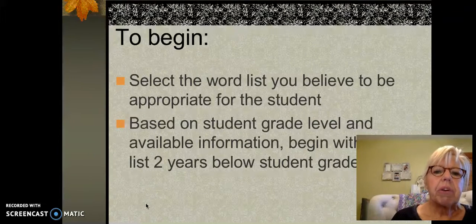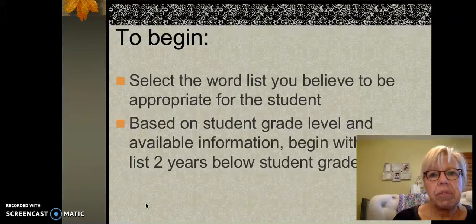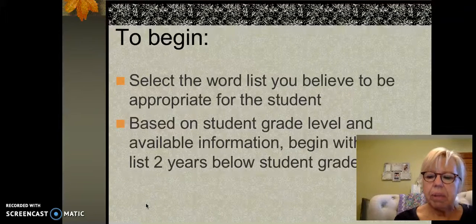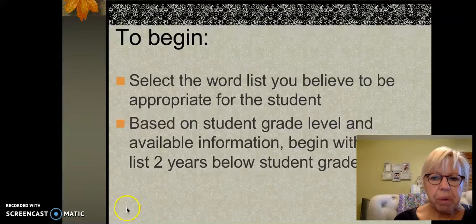And again, especially with elementary students, starting with that very basic primer level word list or pre-primer word list, oftentimes for some of the students allows them to have some success and move up, and that feels good, which is not something that a lot of struggling readers have an opportunity to experience.